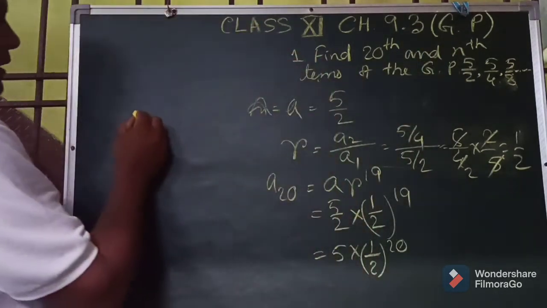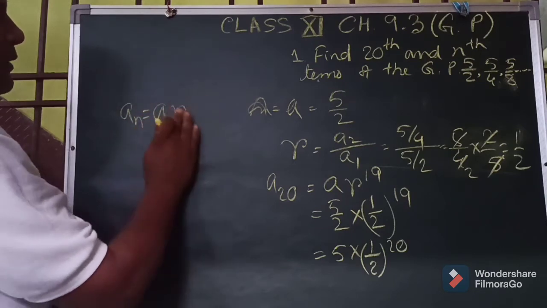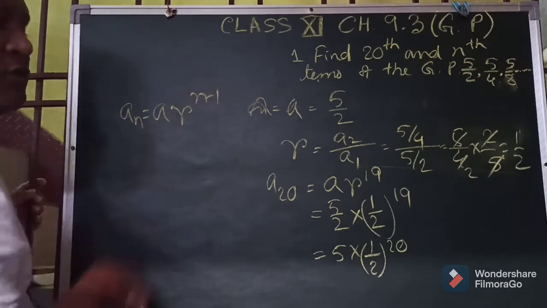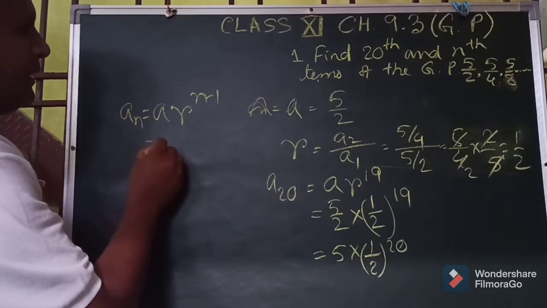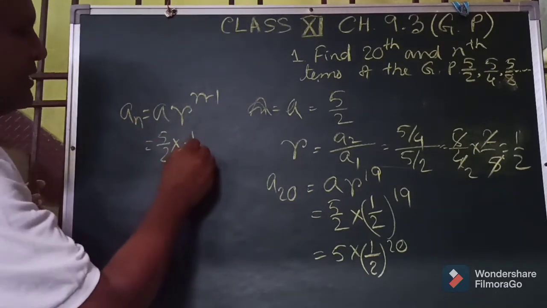What is the nth term? Let's see here. nth term means A R to the power n minus 1. Good. A means what? A means 5/2 into R, the common ratio, is half.